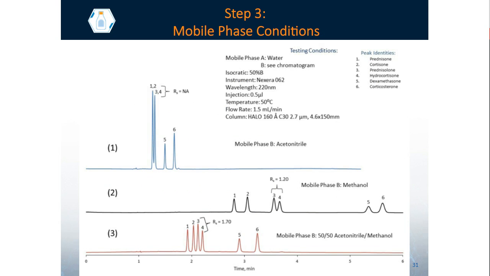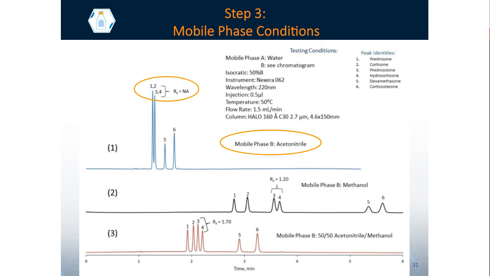So now, step 3, in terms of mobile phase conditions. Now that you would be able to select a set of columns that you could use for method screening, the next part would really be deciding which mobile phase conditions to use. So in this example, I'm looking at a set of steroids run on the Halo C30 column, and we're not getting resolution for compounds 3 and 4, prednisolone and hydrocortisone, using acetonitrile as mobile phase B.